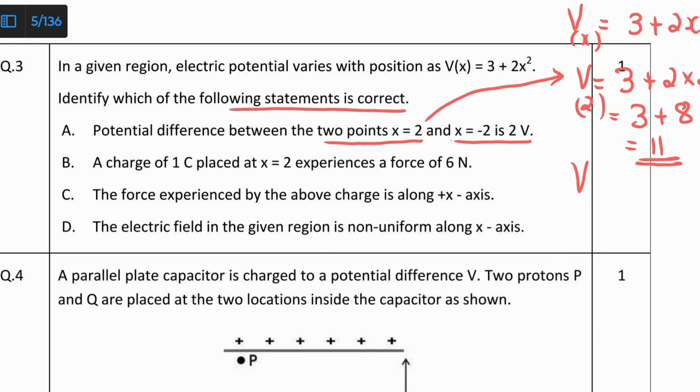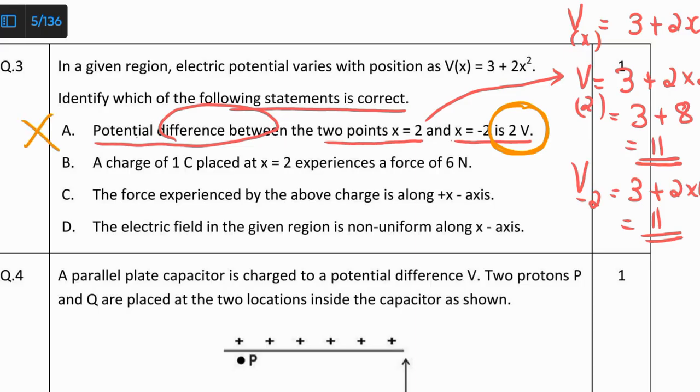And let's see what about minus 2. So minus 2 also the same, 3 plus 2 into minus 2 the whole square. So you are getting 11. But they are asking for the difference, so you have to take V of 2 minus V of minus 2, so 11 minus 11, which is equal to 0. But in this option they said that the value should be 2 volt. That's wrong. Okay, so the first option is wrong.